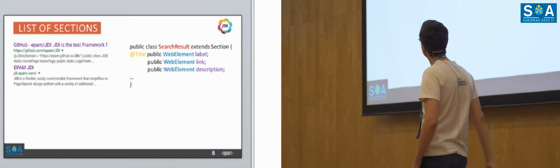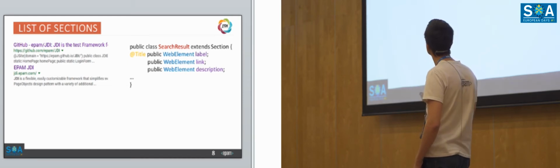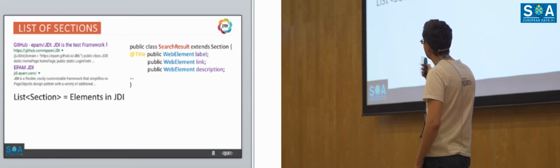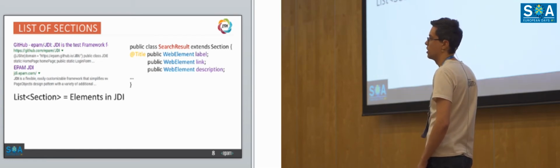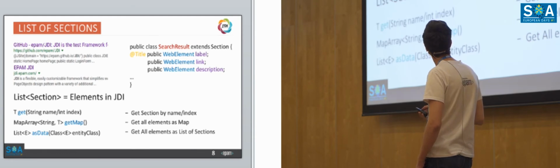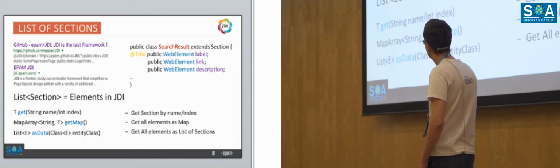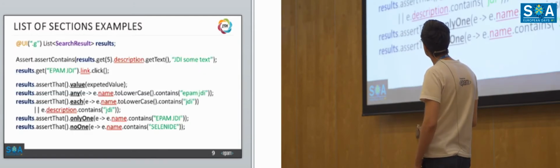Each of them has a title, URL, and a description. And with JDI, you can easily manipulate them. Just create one page object for one element and describe what elements you have on it. And just create on the page a list of these page objects, a list of sections, for example. And then you can write pretty simple code like, get first element from the list and get label for it or get link for it. These are a few examples of what you can do with this list of page objects.